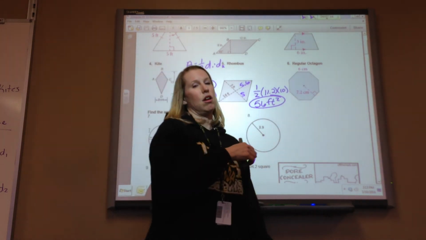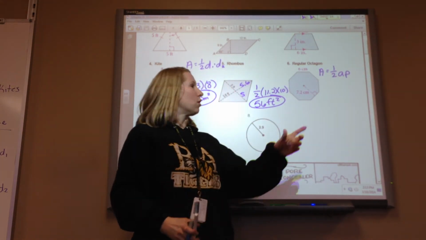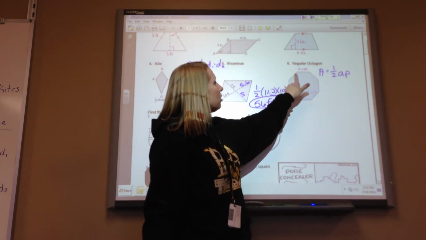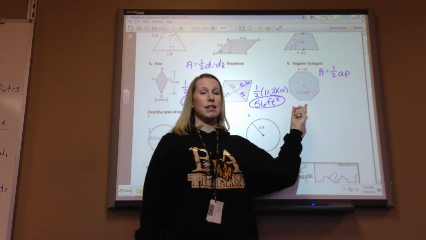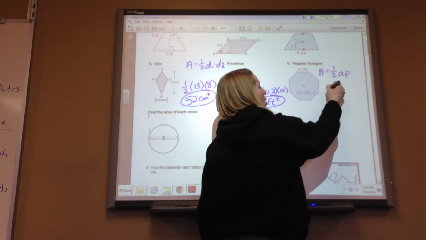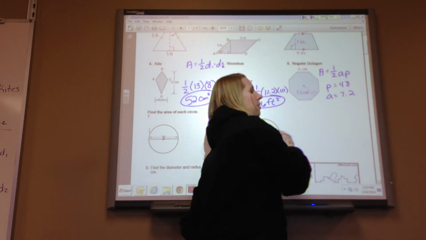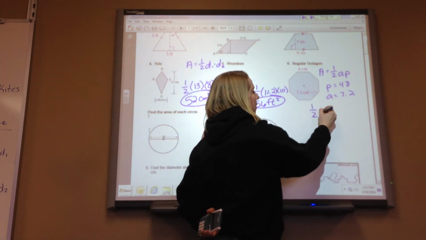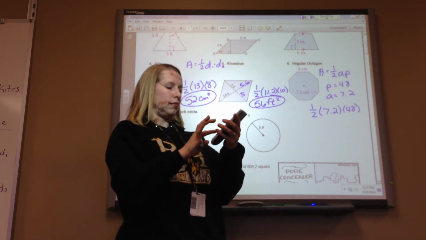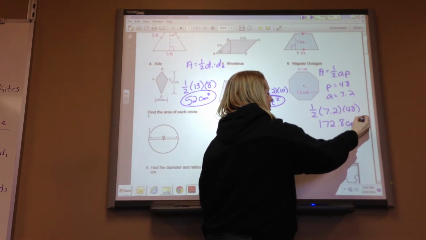All right, area of a regular octagon. Area is 1/2 AP. A stands for the apothem, P stands for the perimeter. So this figure right here has 1, 2, 3, 4, 5, 6, 7, 8 sides. So to get the perimeter, I would do 6 times 8, which is 48. So I know my perimeter is 48. My apothem is 7.2. So area is 1/2 apothem times perimeter. And I got 172.8 centimeters squared.